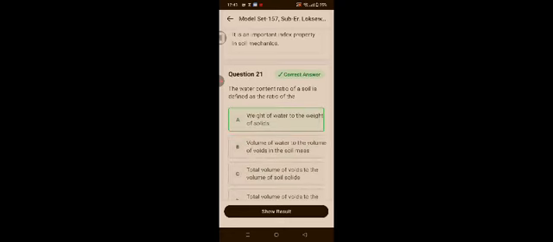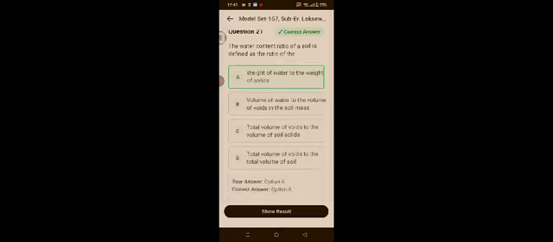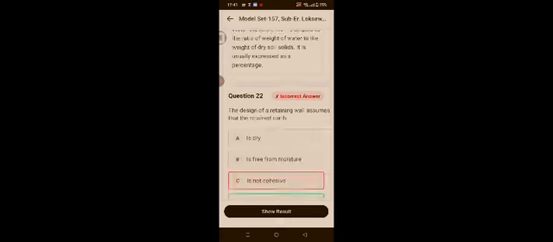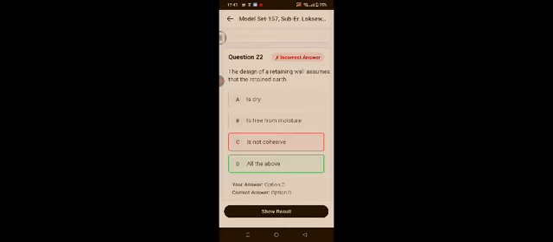The water content of the soil is defined as the ratio of the weight of the water to the weight of the solid. Water content of the soil is defined as the ratio of the weight of the water to the weight of the dry soil solid. It is usually expressed in percentage.